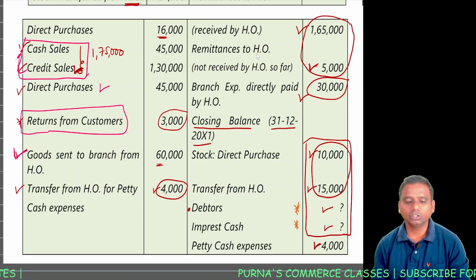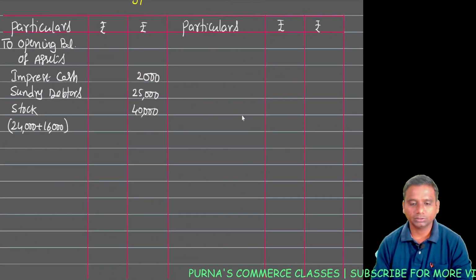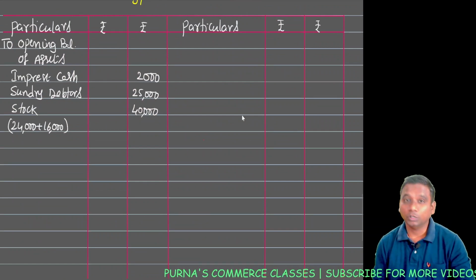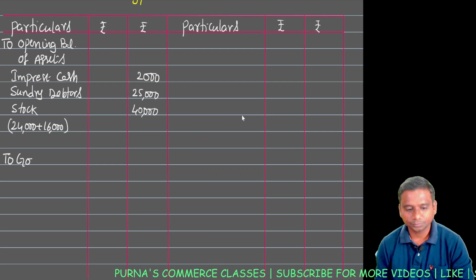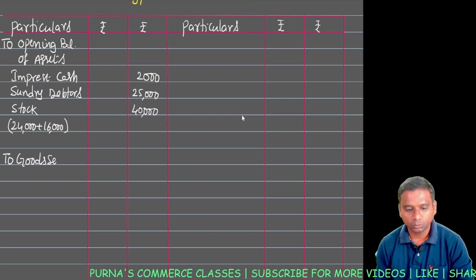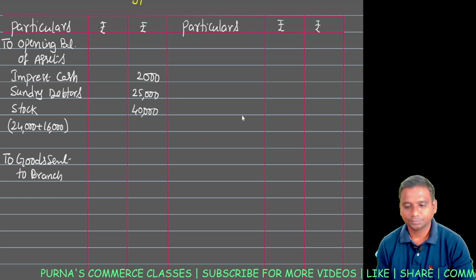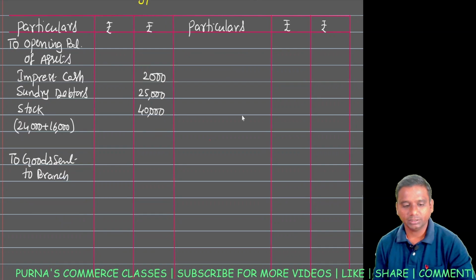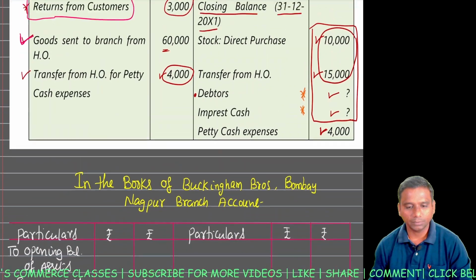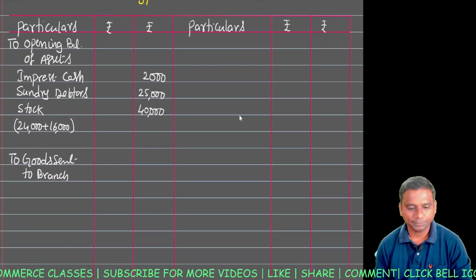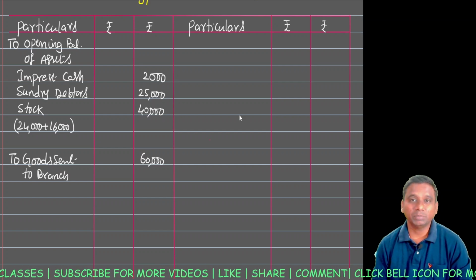Next, goods sent to branch from head office. So what is the entry for goods sent to branch from head office? Branch account to debit, to goods sent to branch. How much worth of goods did we send? 60,000 rupees we sent.